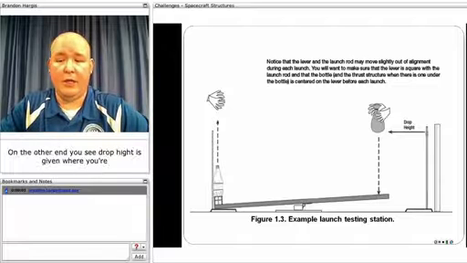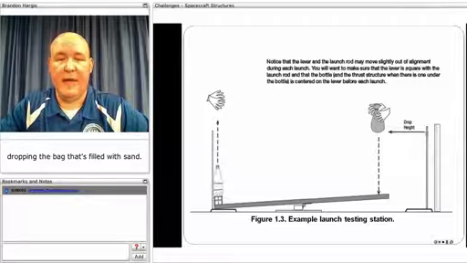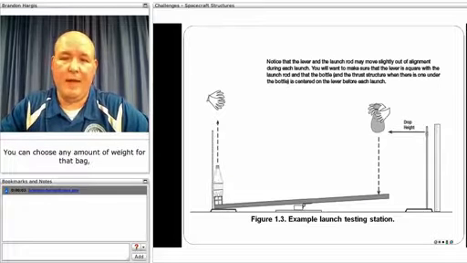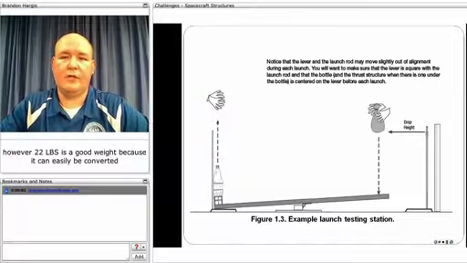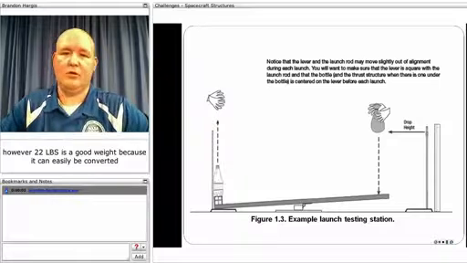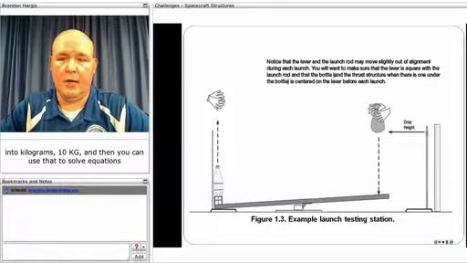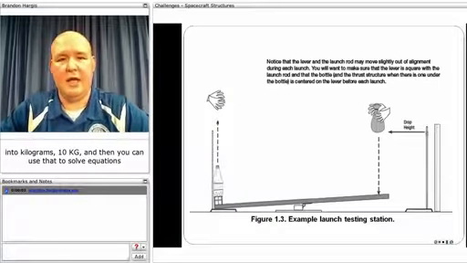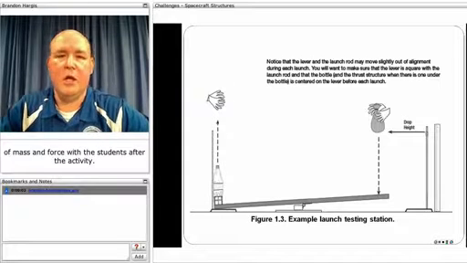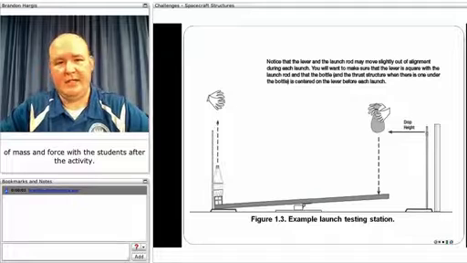On the other end, you see a drop height is given, where you're dropping the bag that's filled with sand. You can choose any amount of weight for that bag. However, 22 pounds is a good weight because it can easily be converted into kilograms, 10 kilograms, and you can then use that to solve equations of mass and force with the students after the activity.